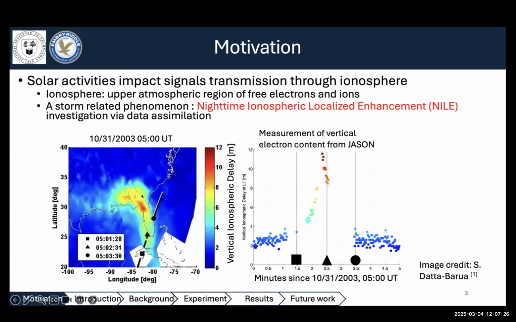So it can cause some signal delays. For example, the picture shows a storm event that happened on October 31st, 2003. There was a persistent nighttime enhancement around the Florida region. When the JASON satellite passed through Florida, we can see the signal delay can even reach 12 meters. Understanding this phenomenon is essential because it can potentially threaten our lives. The technique that we are using is called data assimilation, which combines the climate models and measurements. So it can present more realistic information about the ionosphere. This circled region is what we call the NILE.